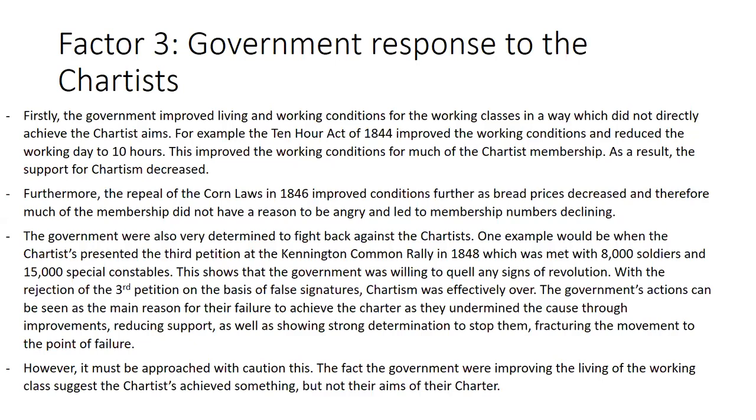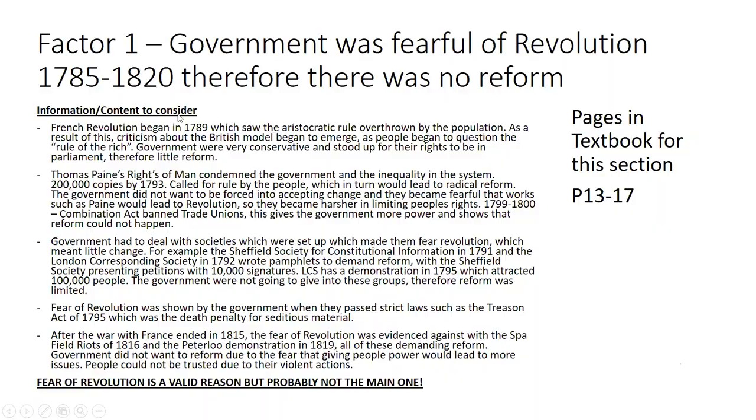However, you must be careful. This is that double-sided argument. The fact that the government were improving the lives of the working class actually suggests that the Chartists achieved something, but not the aims of their Charter. So, did the Chartists totally fail? No. Did they fail to achieve their Charter? Yes. Yes and no. Because 5 out of the 6 things were on there eventually. So this is a much broader question and something that can have a much better argument. Okay? As I say, it's a much easier question.